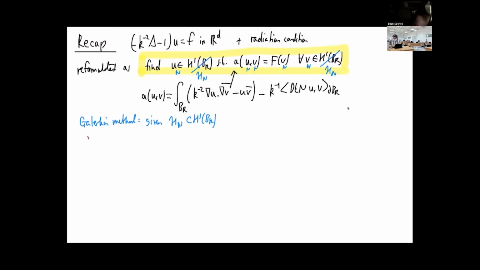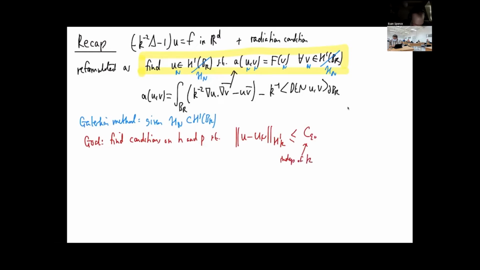And the goal, we said the goal was find conditions on h and p such that we have quasi-optimality, right? So the error in approximating u by this Galerkin solution u_n is, up to some constant C_QO that is independent of k, the smallest error one can hope for in approximating the solution by elements of this subspace H_n.